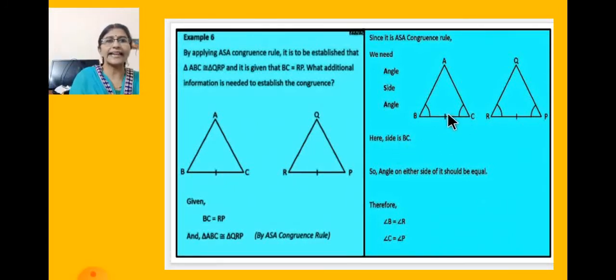Now here the side is BC. Now what we'll do, we need to take angle B, and angle B should be equal to angle R. Similarly we need to take angle C is equal to angle P. So these are the additional information needed to prove these two triangles are congruent by the ASA congruence rule.